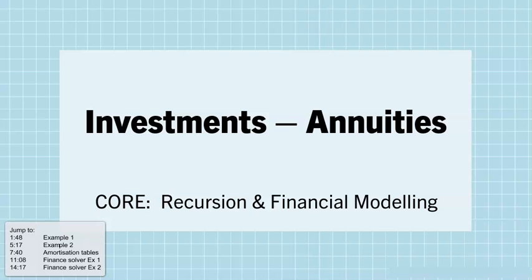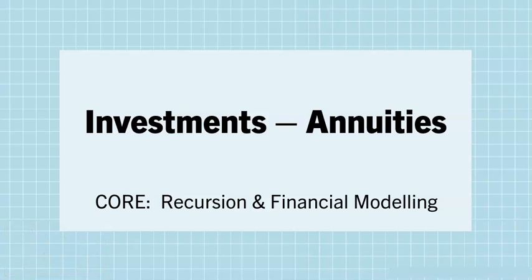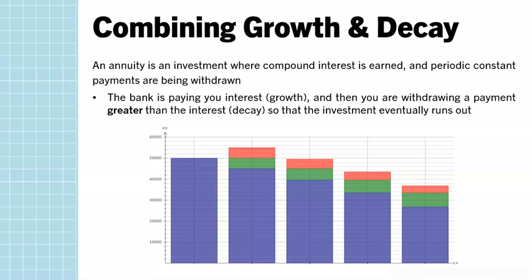This video is looking at investments or annuities in the Recursion Financial Modelling section of Further Maths, VCE. So firstly, just a quick recap of what an annuity is. Here we have that combination of growth and decay again. An annuity investment is where compound interest is being earned on the investment, so that's the growth component. But there is a periodic constant payment being withdrawn, and so that's our decay.